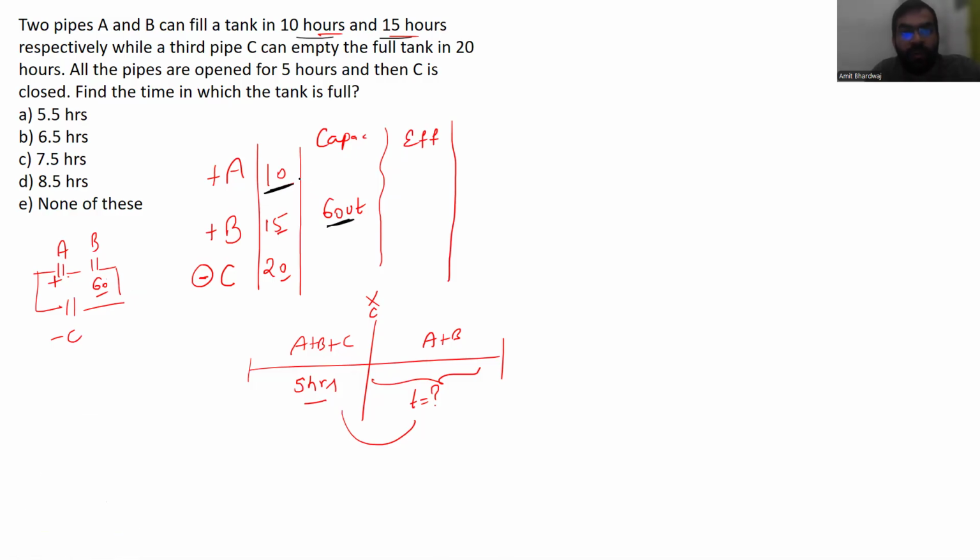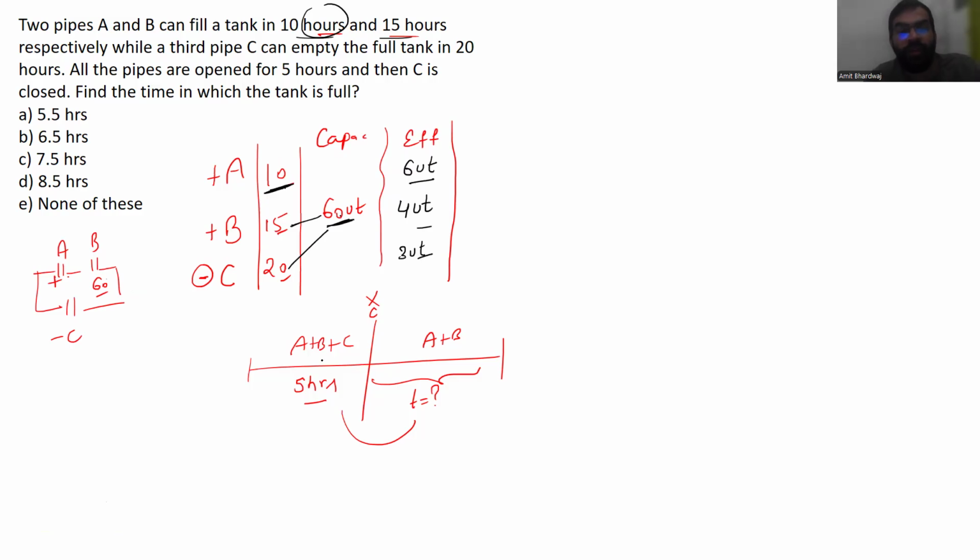Means in 1 minute, sorry, it's hour. Okay, 10 hours, 60 units. So 1 hour means 6 units. All right. 15 hours, 60 units. Can I say 4 units efficiency per hour? And it is 3 units per hour. All right. Now these are the efficiencies.